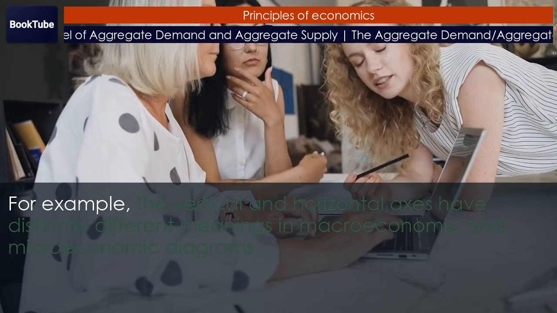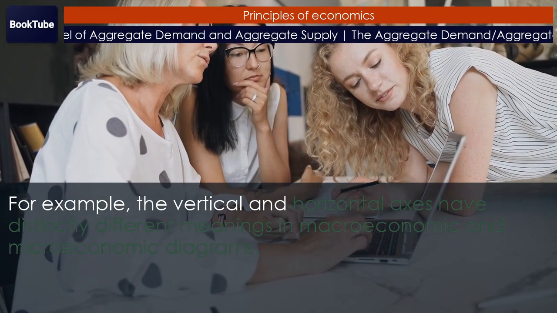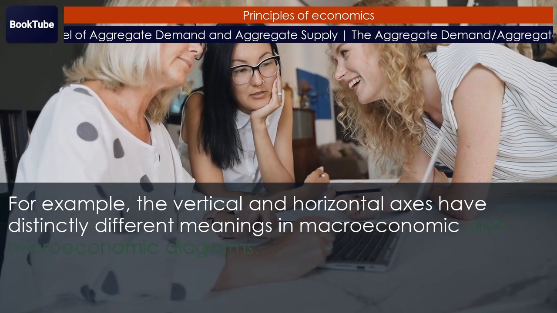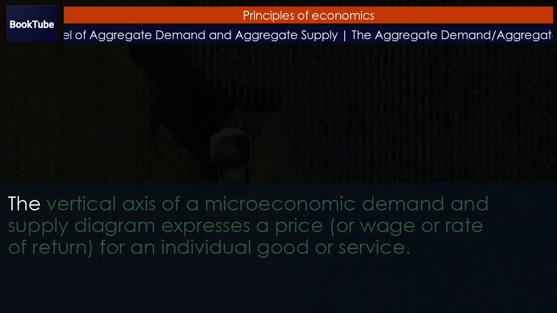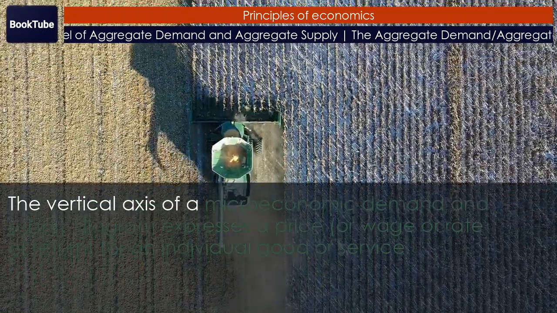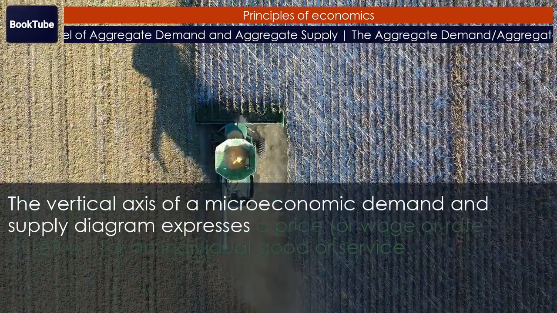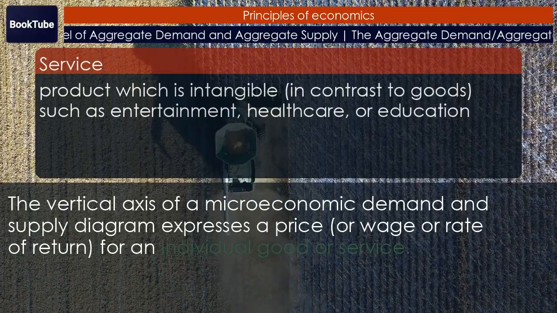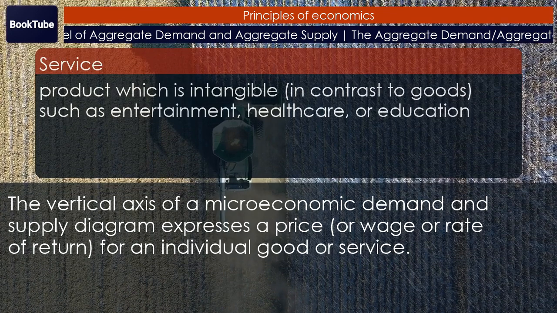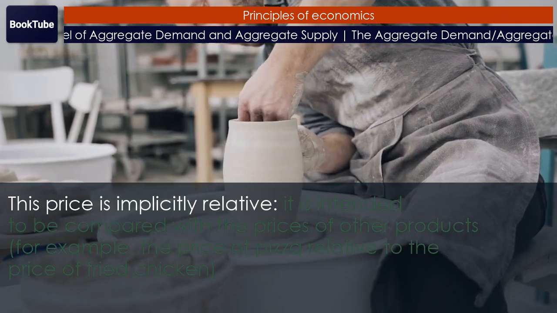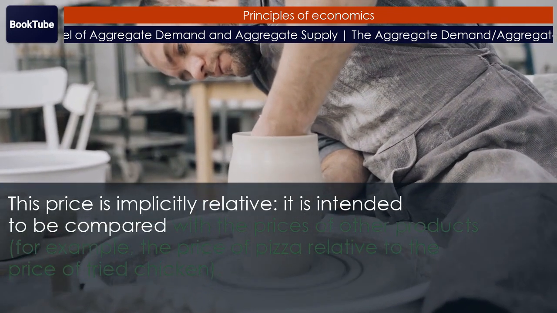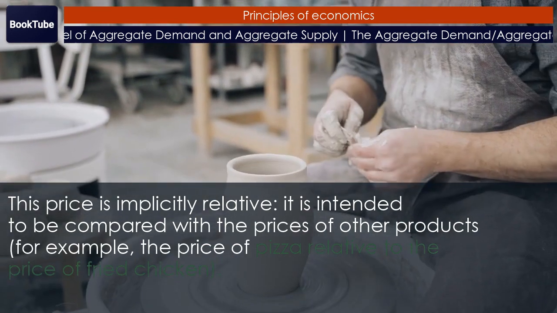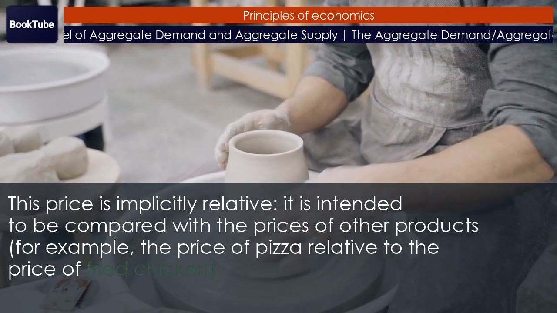For example, the vertical and horizontal axes have distinctly different meanings in macroeconomic and microeconomic diagrams. The vertical axis of a microeconomic demand and supply diagram expresses a price, or wage or rate of return, for an individual good or service. This price is implicitly relative. It is intended to be compared with the prices of other products. For example, the price of pizza relative to the price of fried chicken.